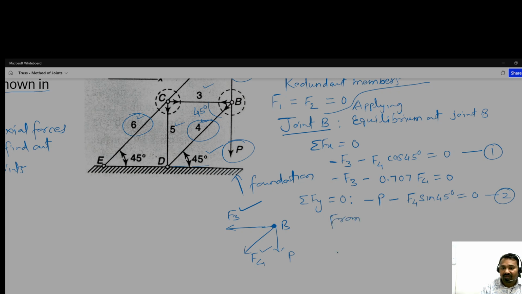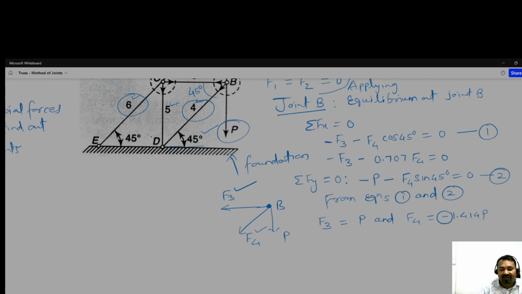From both equations 1 and 2, if we solve, then what do we get? We get F3 equal to P, and F4 equal to minus 1.414 P. So as you can see, F4 is with a negative sign, so there is a compressive force acting in this bar. So no need to worry, there is no need to correct it again. Okay, now we know F1, F2, F3, F4, the rest is what?